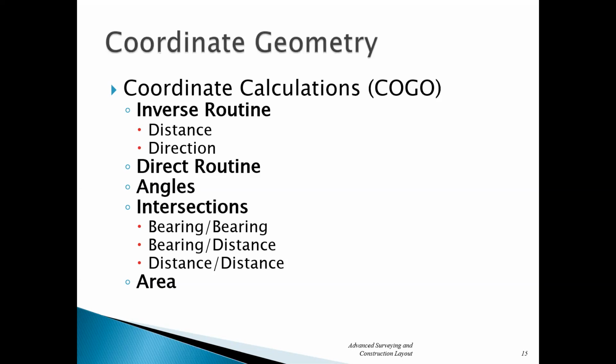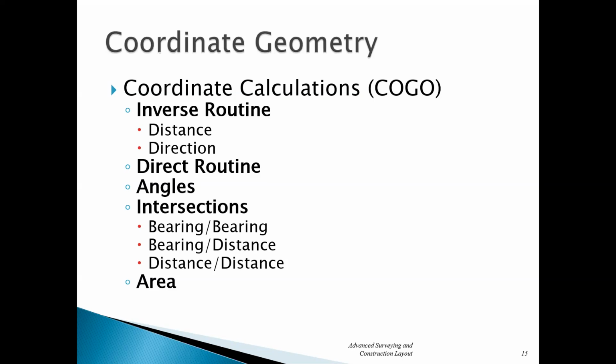But what we do, we have several different COGO type applications, or coordinate geometry calculations. One of the things is what we call an inverse routine. What we're saying with an inverse routine is we have the ability to determine a distance and/or a direction by using two pairs of coordinates.